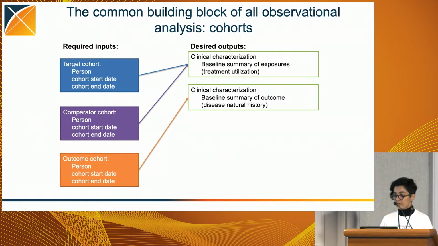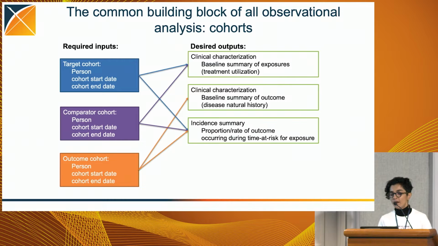So if I want to characterize my patients, I need to have a cohort, a target cohort of my patients, acute MI, for example. We also want to look at another one, I don't know, hypertension. I want to have a comparator group, making it up. I want to look into the baseline summary of the outcomes, which patients are experiencing that specific outcome.